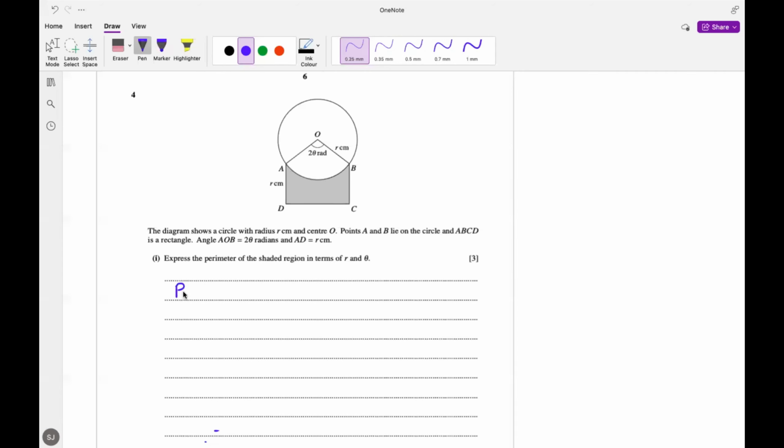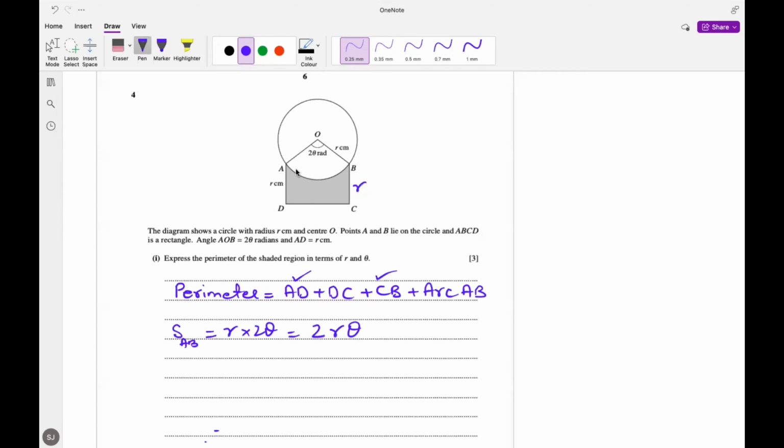So the perimeter of the shaded region includes the length AD, the length BC, the length DC, and the arc length AB. We already have the length of AD and BC as r. So we have these two lengths. To find the arc length AB, we'll apply the formula for arc length, which is S is equals to r theta. So multiplying r by theta, which in this case is 2 theta, the arc length will be 2r theta.